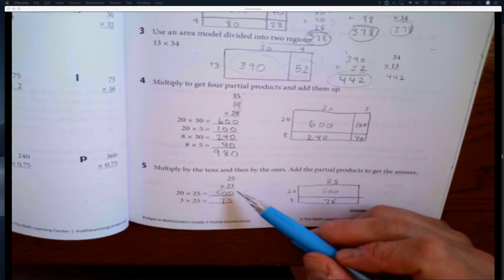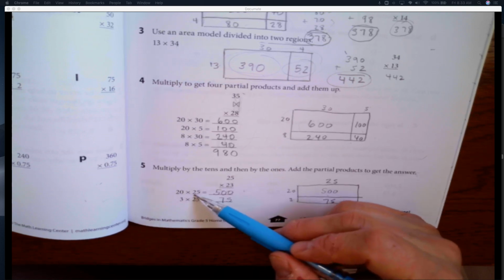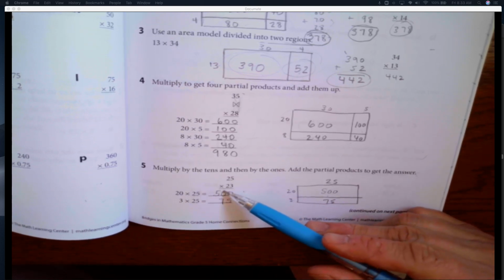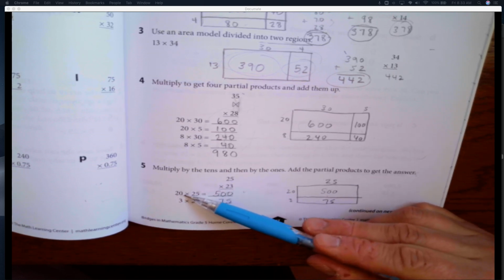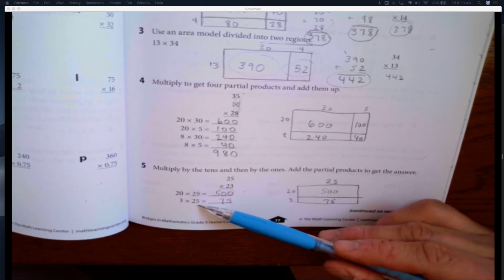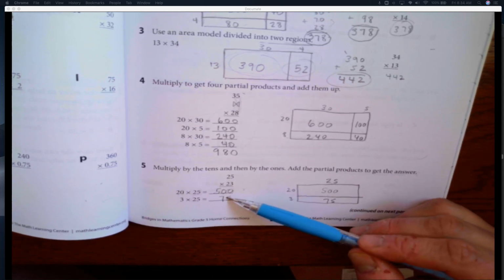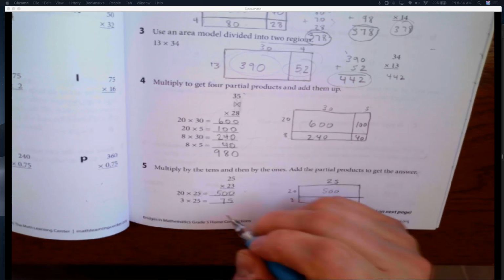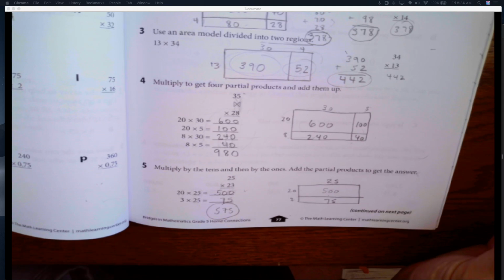So 20 times 25 is 500. How do I know that? Well, I know that 25 times 2, if I double 25, that's just 50, right? 25 times 2 is 50, but it's 25 times 20. So I have that extra 0, that place value 0, the tens place, so it's actually 500. And then 25 times 3, 25, 50, 75. And then when I add them up, I get 575.